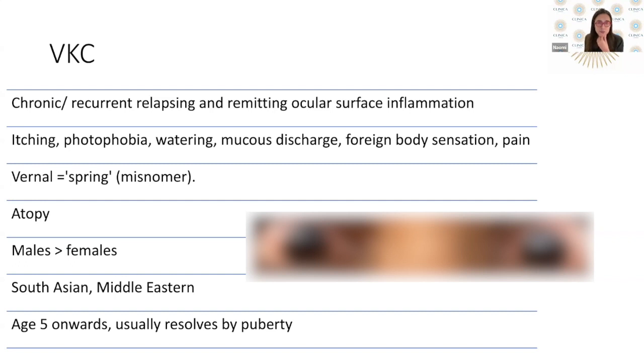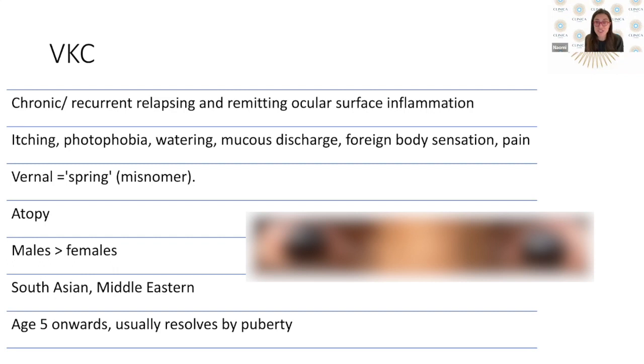Now, the child who described the symptoms to us did notice an exacerbation in spring, as is classic of vernal keratoconjunctivitis, but that's not necessarily the case. And some children go on to develop chronic symptoms year round that don't particularly have a worsening in spring. So that's just something to be aware of.